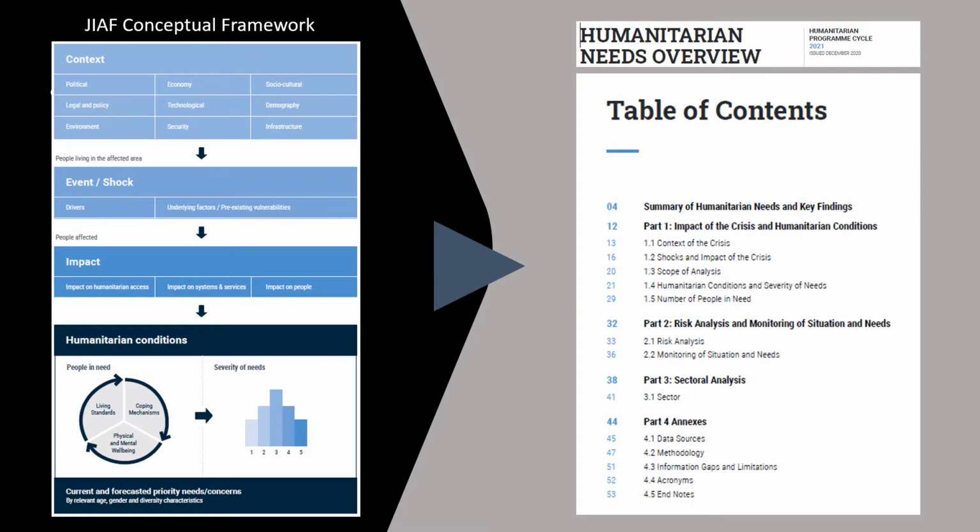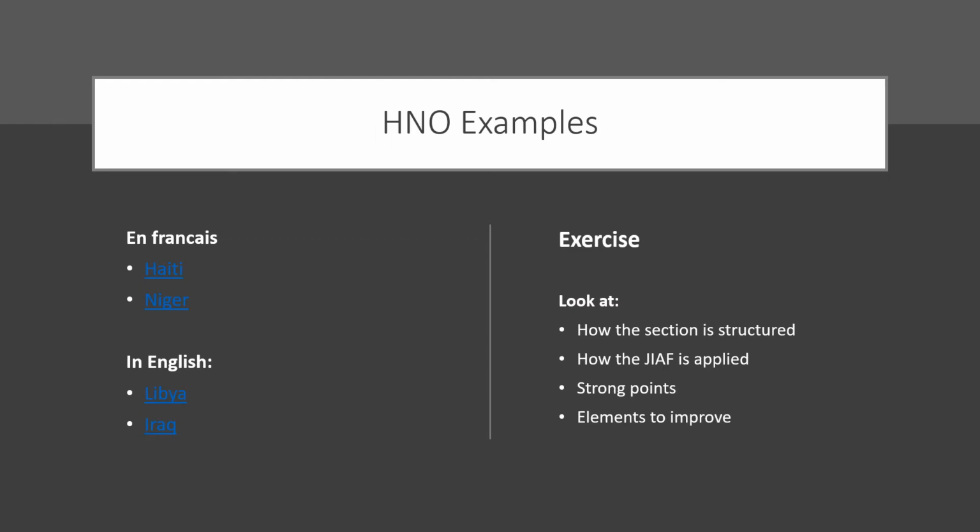Pillar 4 in the JIAF and section 1.4 in the HNO form the analytical heart. This is where all the analysis comes together, linking back to context, shock, and impact, and exploring how humanitarian conditions manifest themselves in the most vulnerable groups. To allow for a truly people-centered lens, this section should be organized by vulnerable groups. So let's go and have a look at some concrete examples.